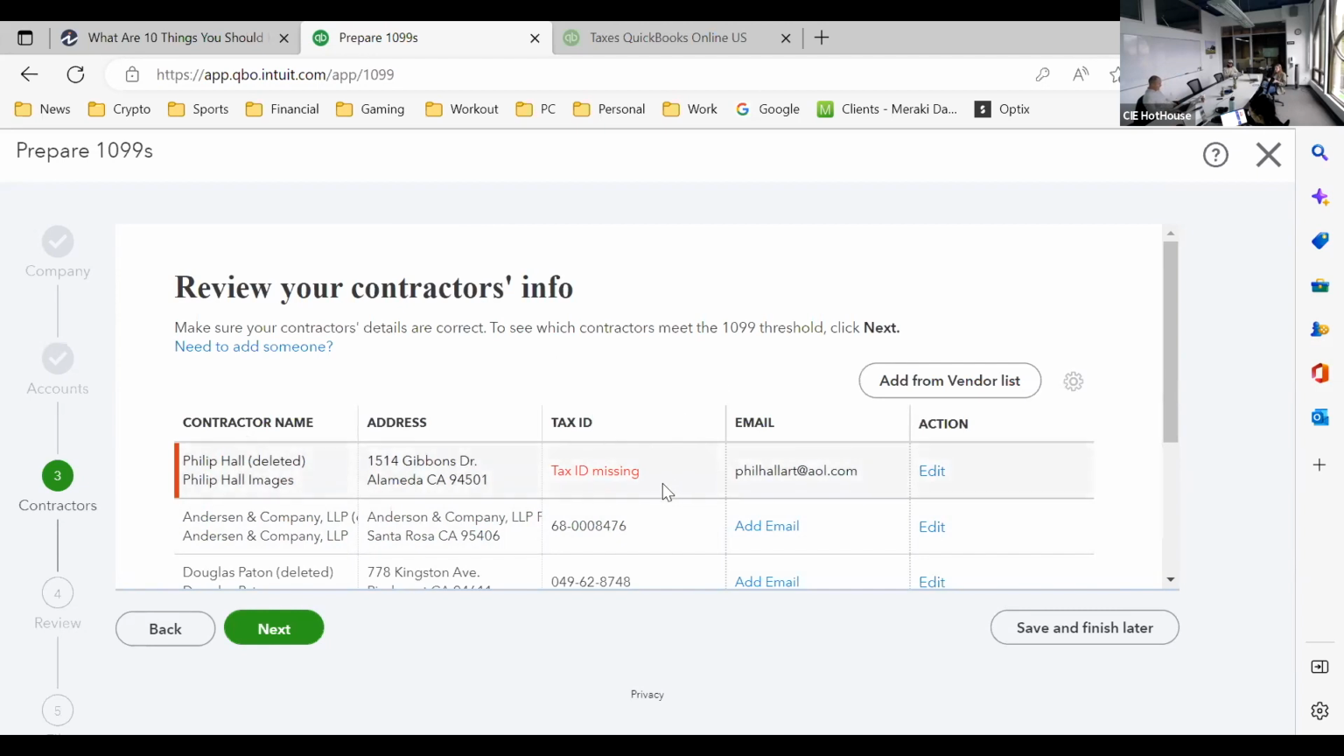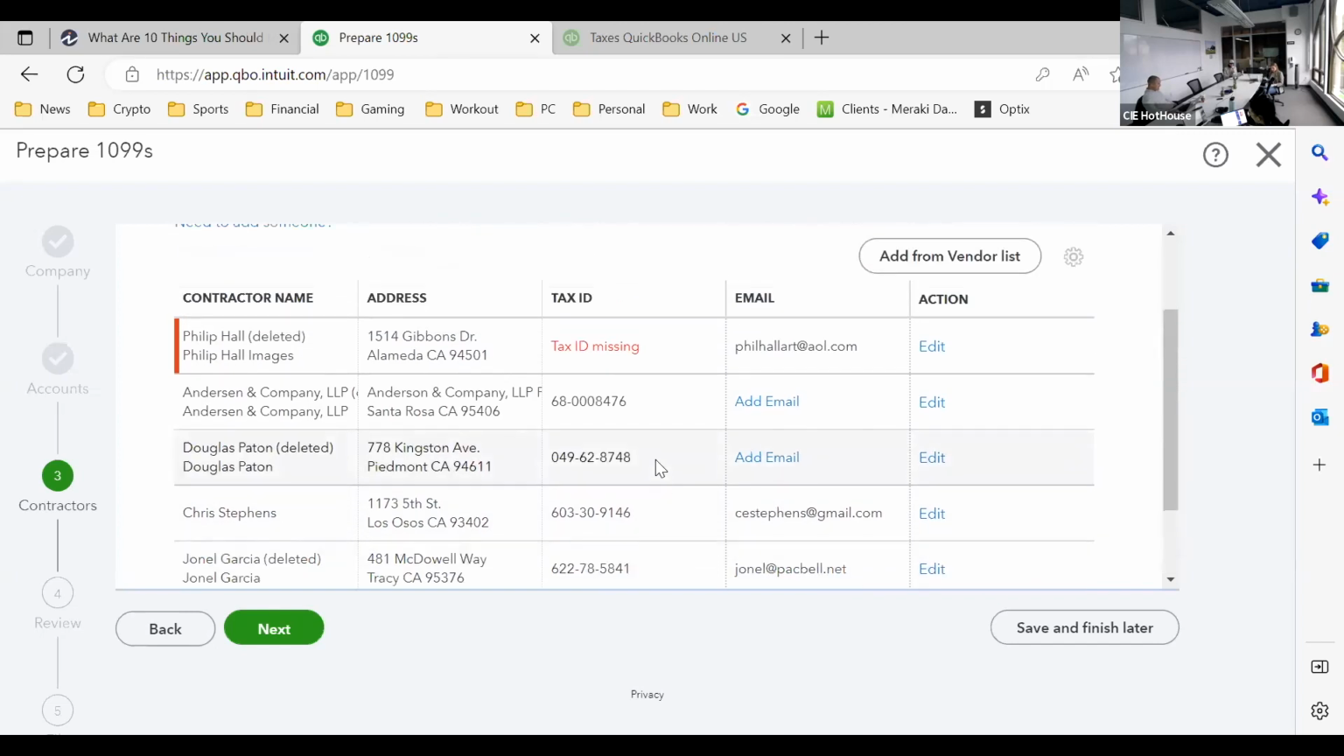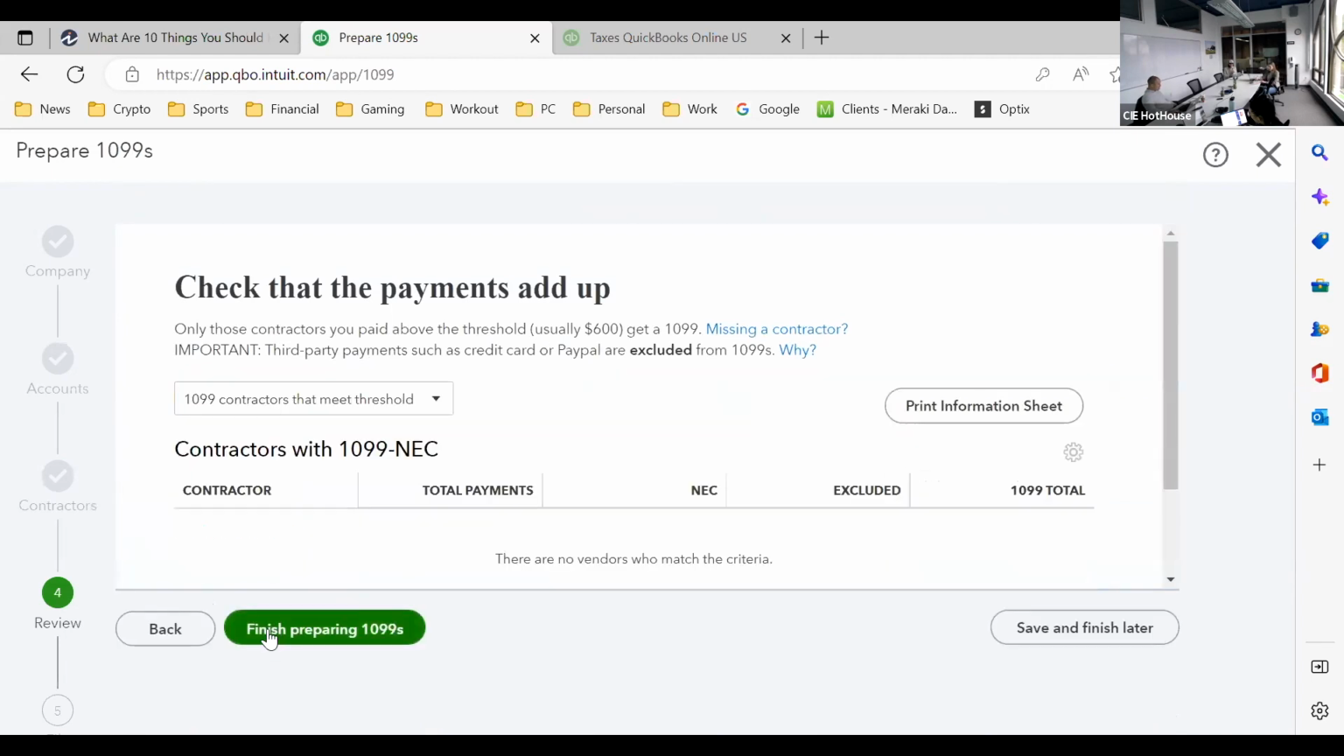Now the system is going to scan through and identify all of this for you and let you know exactly what's missing and what needs to be updated, which is the next part. It's just simply a matter of then going to the very end and click on finishing preparing them, at which point you have the ability to either email them and or print the information directly out from here. And that is what it takes to generate a 1099 in QuickBooks.